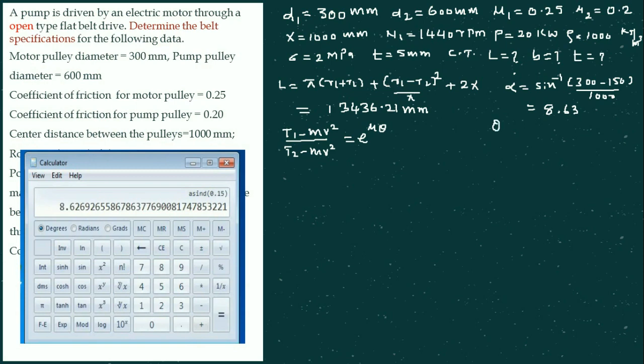So we can calculate theta 1 for what we call the bigger pulley, that is 180 plus twice the 8.63, which comes out to be 197.25. Theta 2, which is the smaller pulley, is 180 minus twice the 8.63, which comes out to be 162.75.